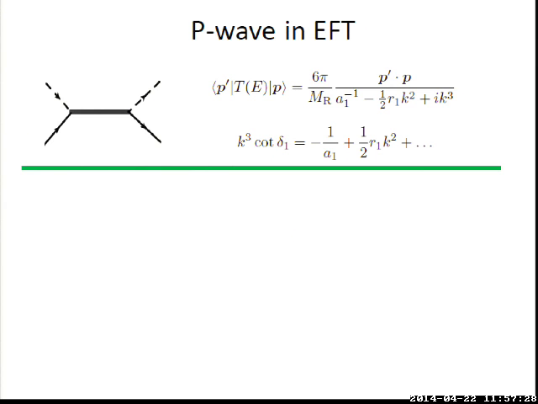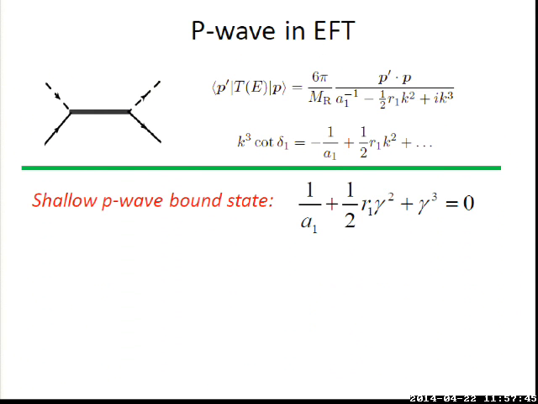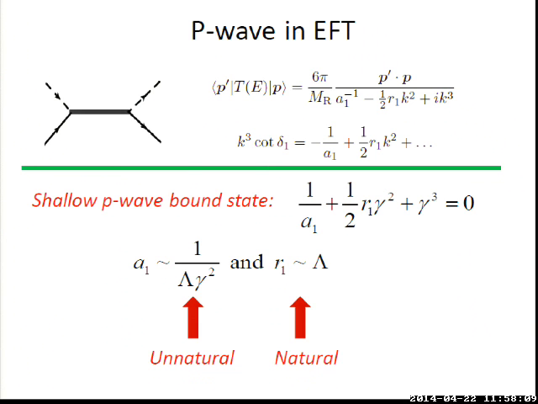For the P wave, you have a similar effective range expansion for this object. Since a1 has units of length cubed, I will call it the scattering volume, and r1 the effective range for the P wave. And as I mentioned, we want to reproduce a shallow P-wave bound state. To look for the bound state, you want to see the pole of the T matrix, and you would expect this. Here gamma is the binding momentum. So correspondingly, you take k to i gamma, and this has to go to zero if you want to find the pole.